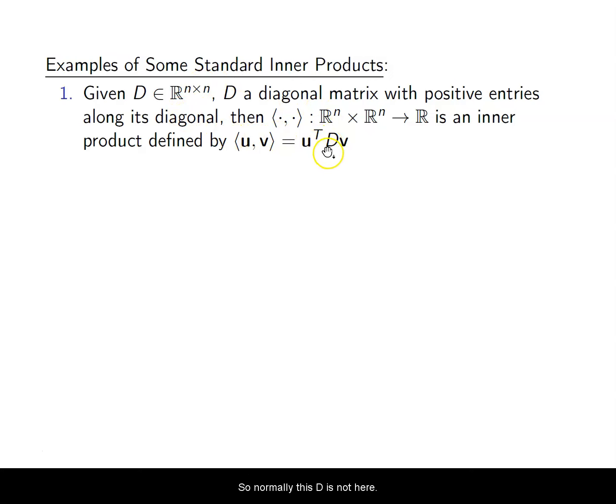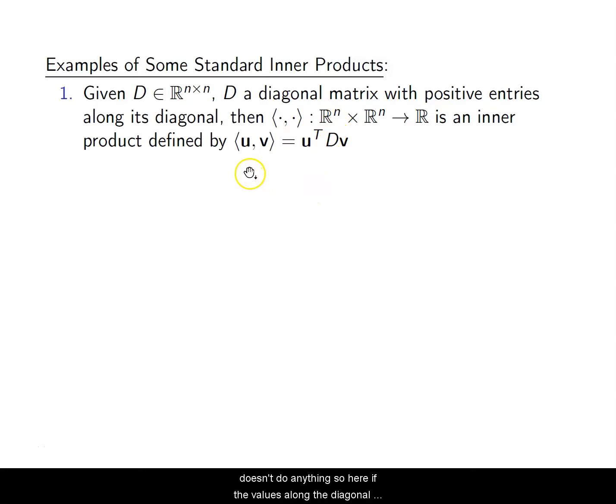Okay, so normally this D is not here. It actually is there, right? So our definition of the dot product was u transpose times v. So that D is actually there in the standard dot product, but it's the I matrix, the square identity matrix. Okay, so it doesn't do anything.